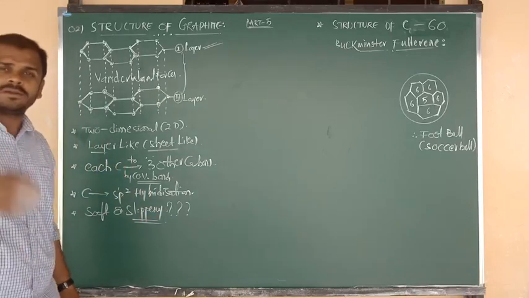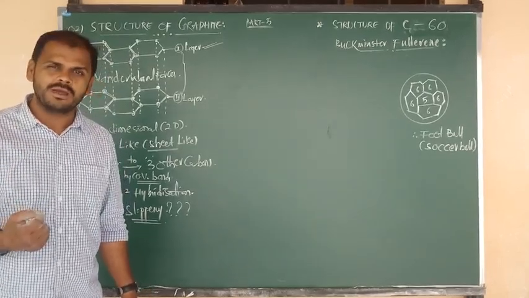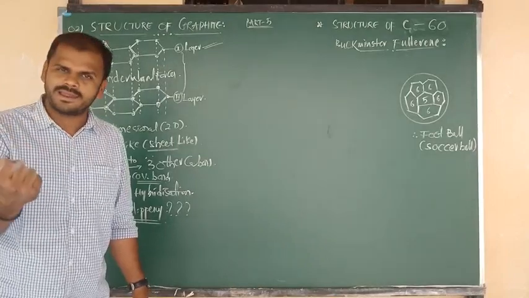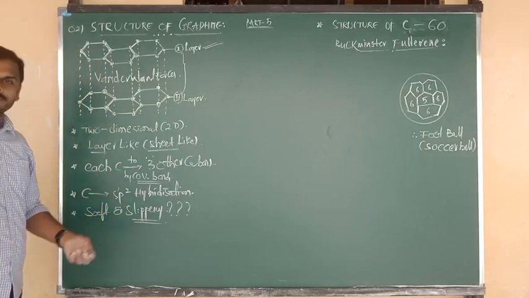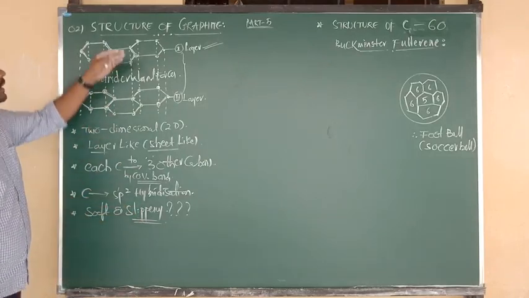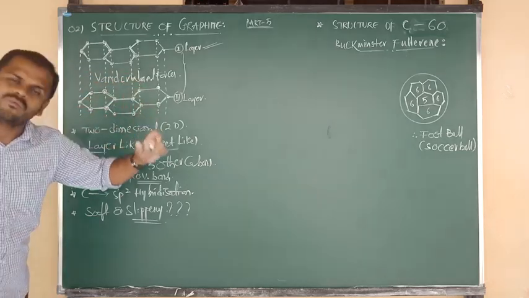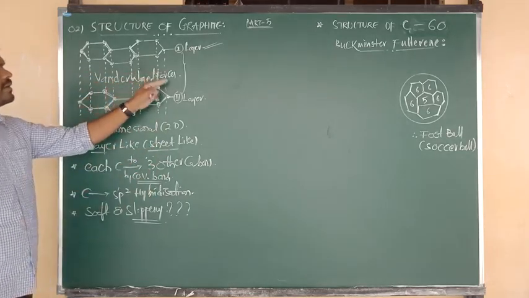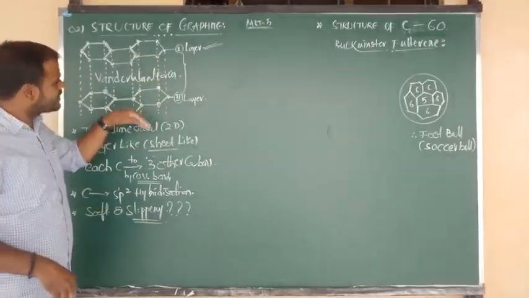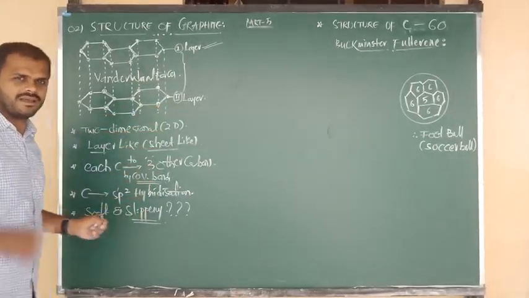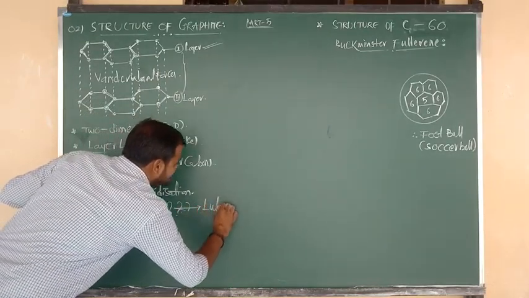Yes, this question was repeated in previous board exams also. Why is graphite soft and slippery in nature? Then your answer is: graphite is soft and slippery because in the layers of graphite there are weak van der Waals forces. Due to the presence of weak van der Waals forces of attraction, one layer can slide over another layer. Due to that reason, graphite can be used in making lubricants.